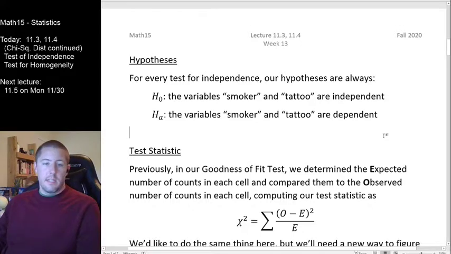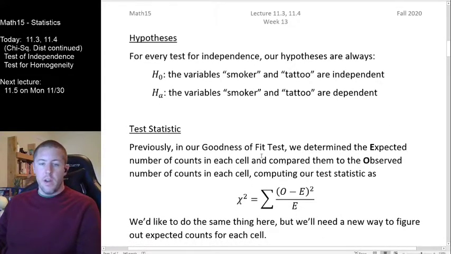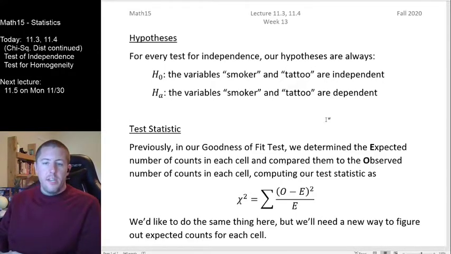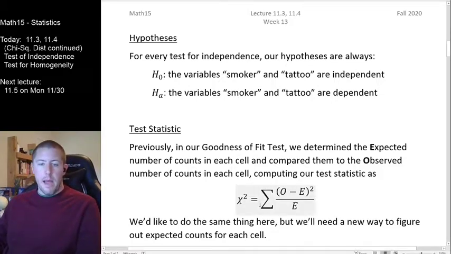Computing our test statistics. In our previous video, in our goodness of fit test, when we asked, does our sample follow a proposed distribution, we determined the expected number of counts associated with each cell in our table, and we compared them to the observed number of counts in each cell in our table, and we computed our overall test statistic by adding up.